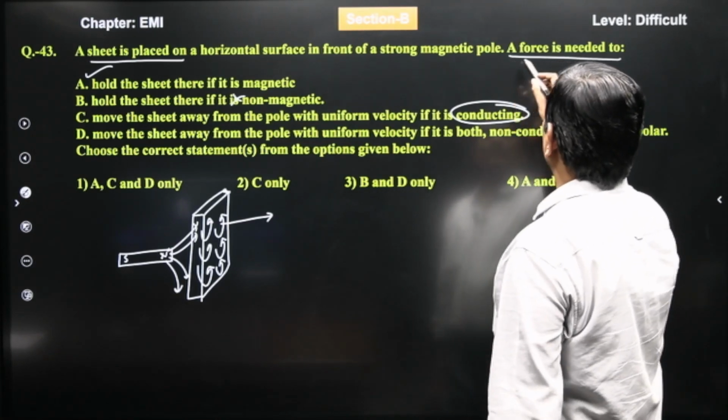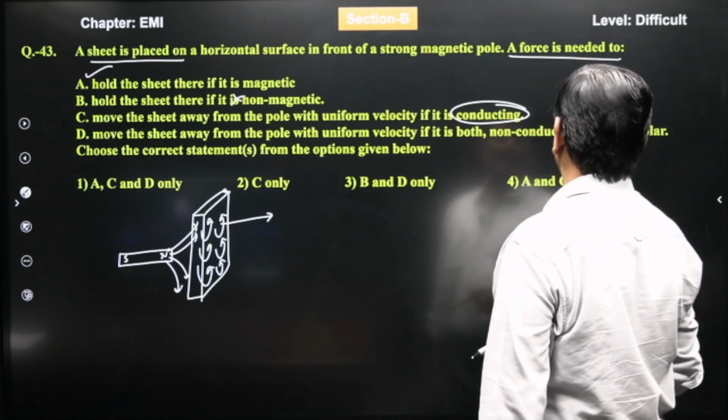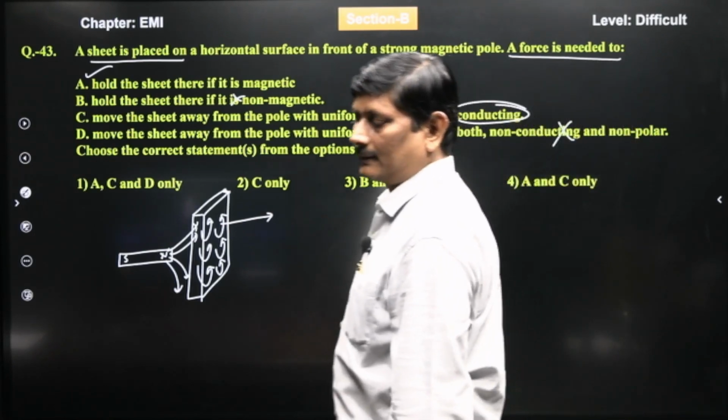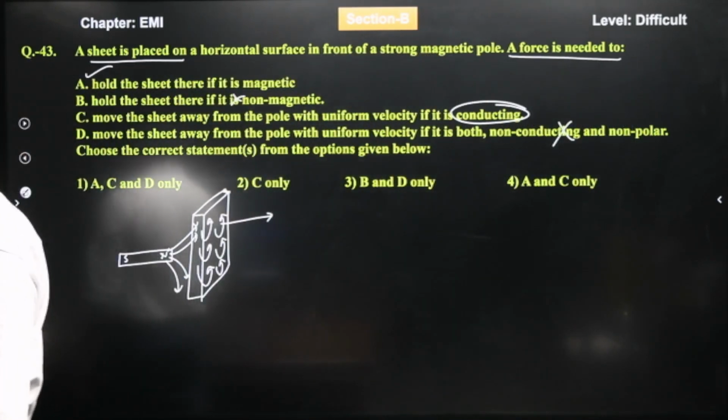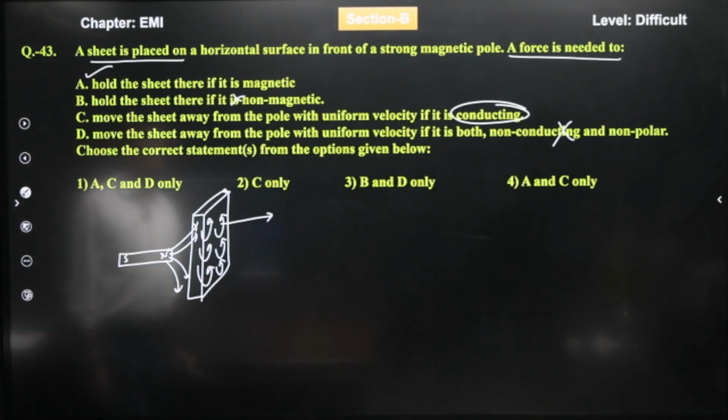What is the last one? A force is needed to move the sheet away from the pole with uniform velocity if it is both conducting and non-conducting. That is wrong. Non-conducting, no induced current. Right?